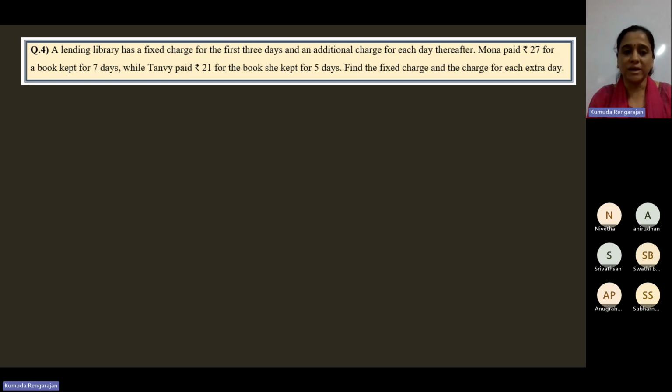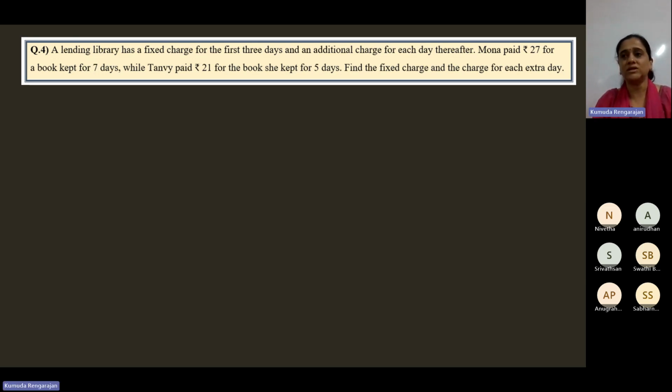A lending library is slightly different. We'll have to read the question carefully. A lending library has a fixed charge for the first 3 days. For the first 3 days, the charge is fixed, and an additional charge for each day thereafter.